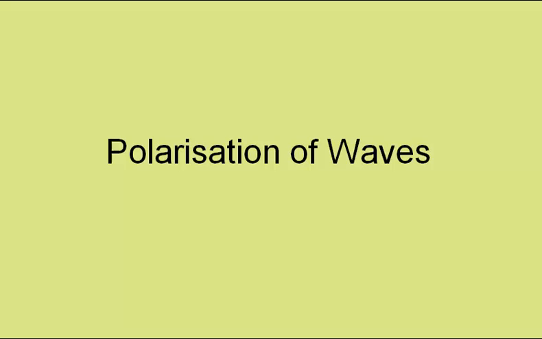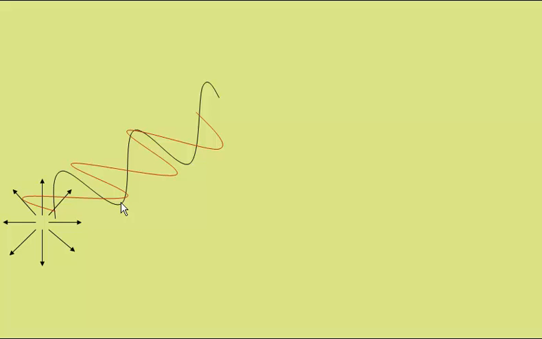Polarization of waves. Imagine we have a rope which is being vibrated in this plane, and so on. It would produce transverse waves heading in this direction, aligned like this black wave, the red wave, the blue wave, and any other number of alignments of wave.